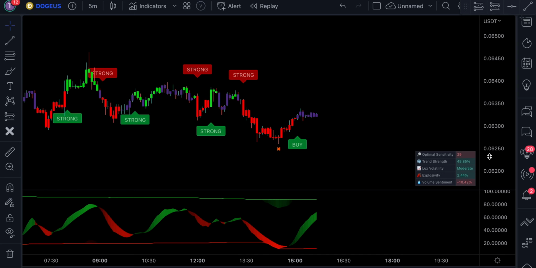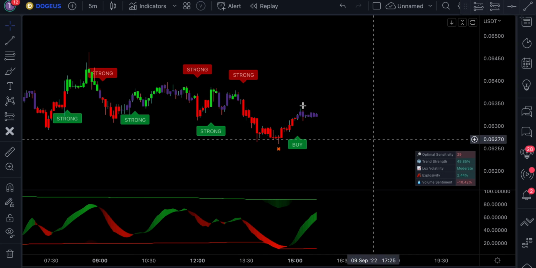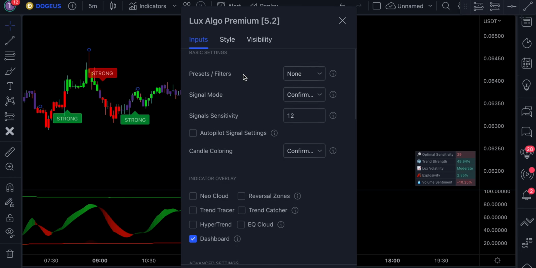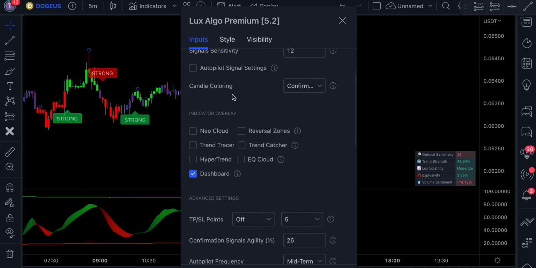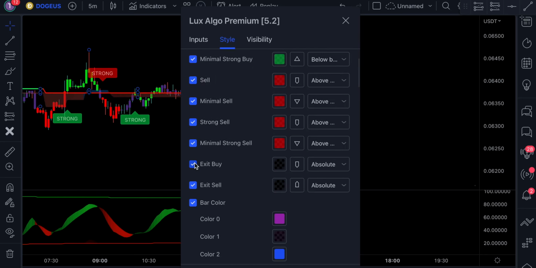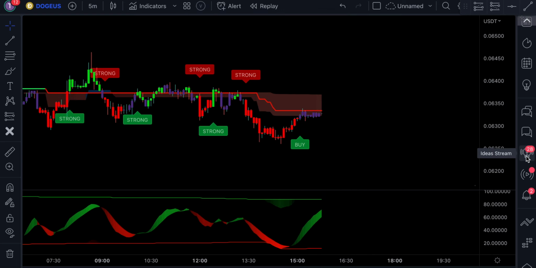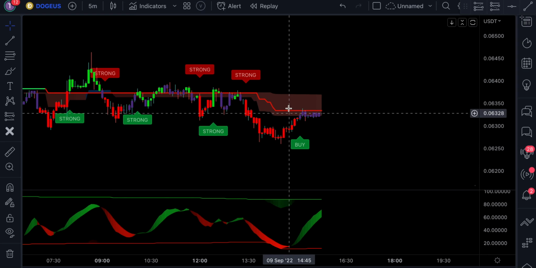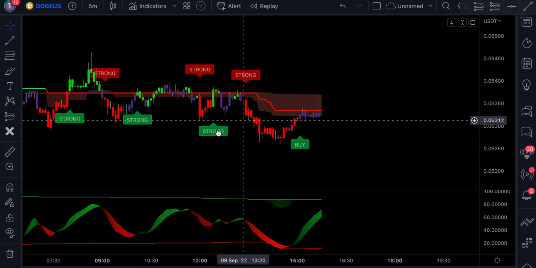Before we proceed with our strategy, we need to make some adjustments to this buy and sell indicator. So in the input section, let's first disable the dashboard and enable the Neo Cloud and Trend Catcher. And in the start section, let's get rid of these exit buy and sell signals. For the first confirmation indicator, we're going to be using this Lux Algo Premium. Based on its signals, we're going to be placing buy and sell orders.